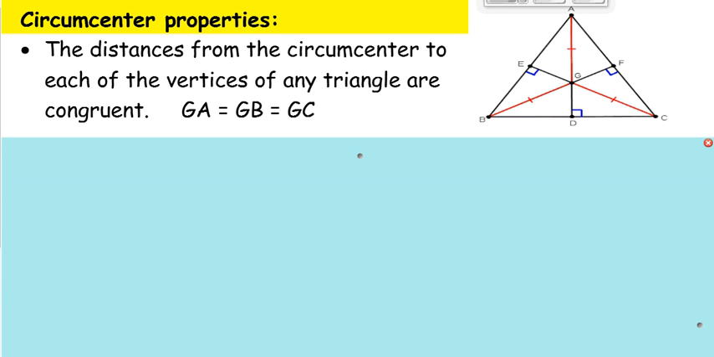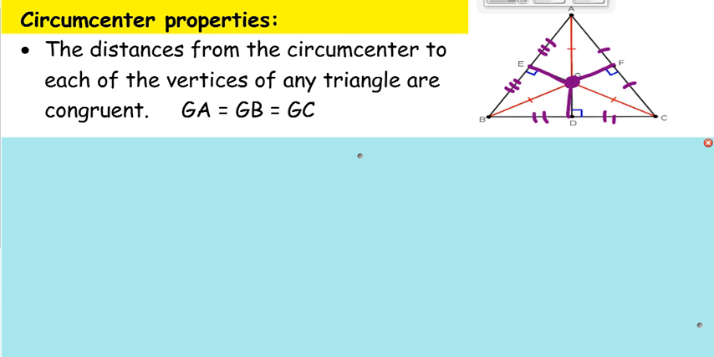Circumcenter properties. The distance from the circumcenter to each of the vertices of any triangle are congruent. So here are my perpendicular bisectors. That means that's congruent. Here's my second one. That means those are congruent. And here's my third one. That means these are congruent because the circumcenter is created by the perpendicular bisectors.